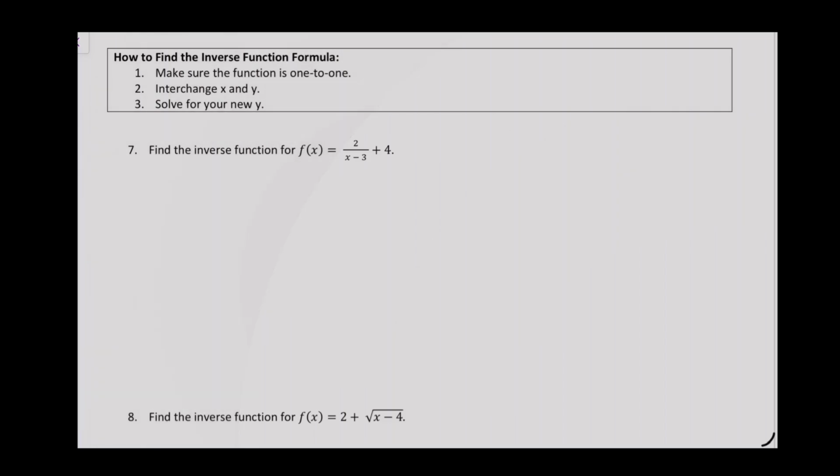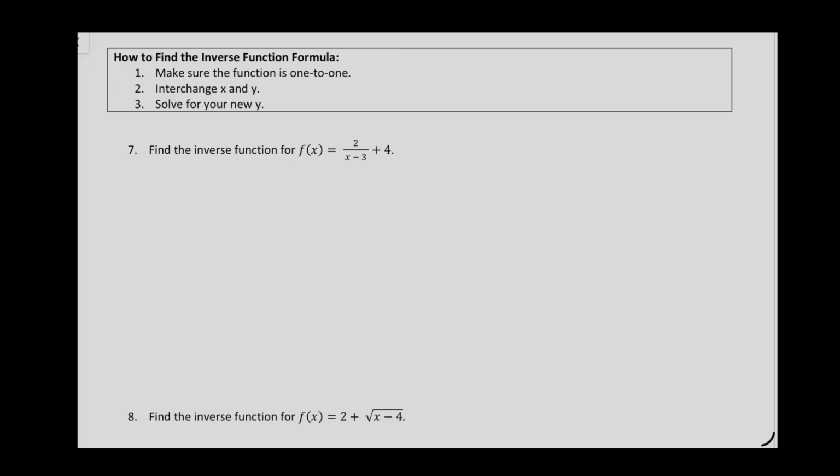A function's inverse: first, make sure it's a one-to-one function, because if it's not one-to-one, it doesn't have an inverse. In a previous section we looked at identifying functions and then identifying whether a function was one-to-one with the horizontal line test. So search back if you're looking for that information.